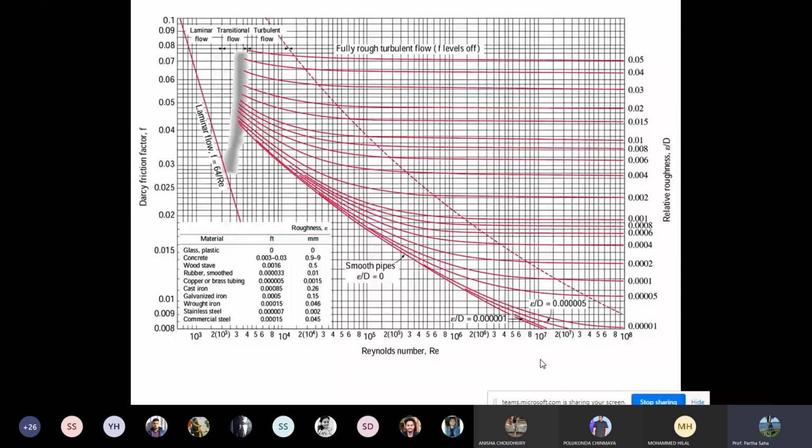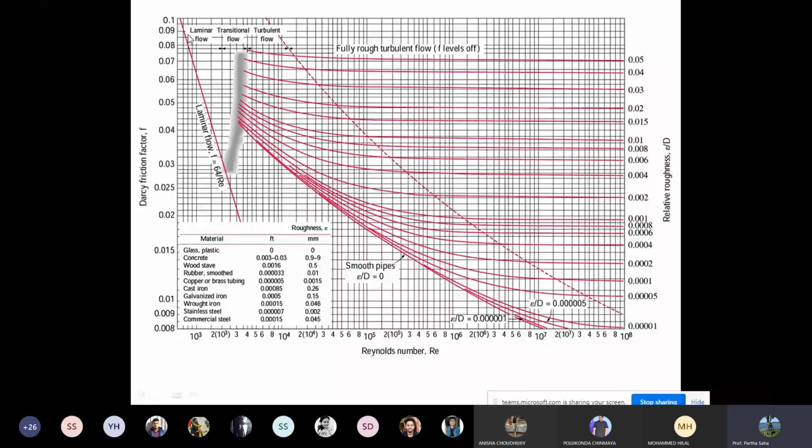So you can see here, this is Moody's chart. What is actually happening here? On the y-axis you can see the Darcy friction factor f, and the x-axis is the Reynolds number. All these lines correspond to various epsilon by d parameters. Here epsilon by d is 0, and as you move along, various epsilon by d values come into the picture, like 0.05, 0.002, and so on. These are known as relative roughness.